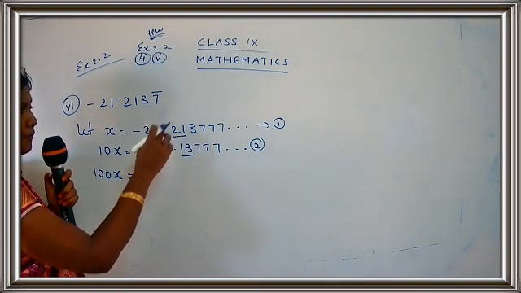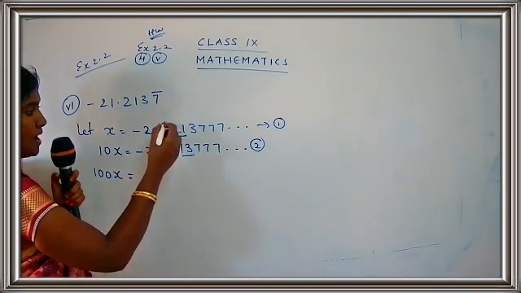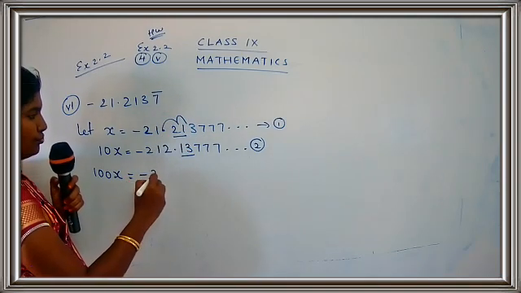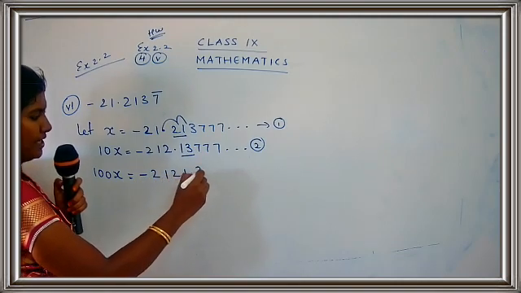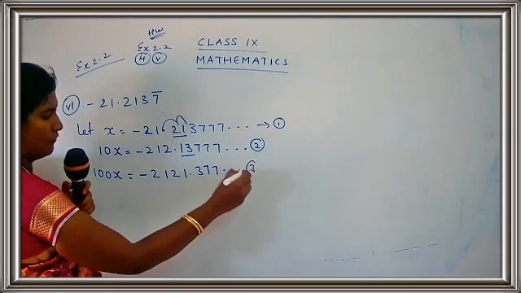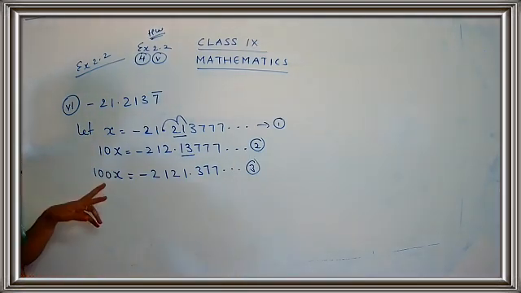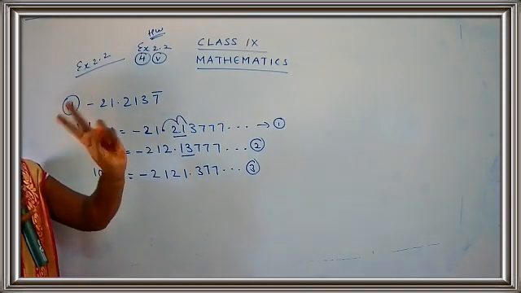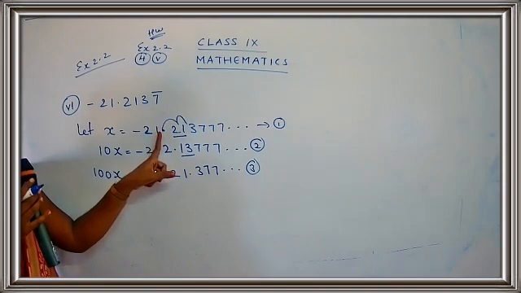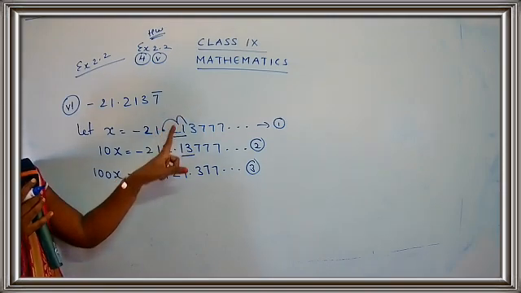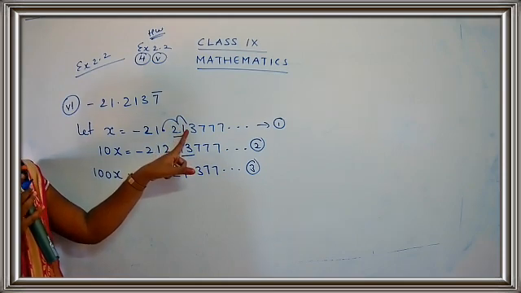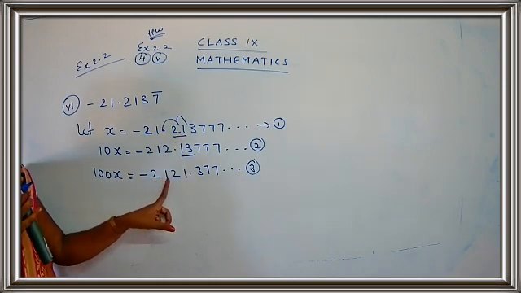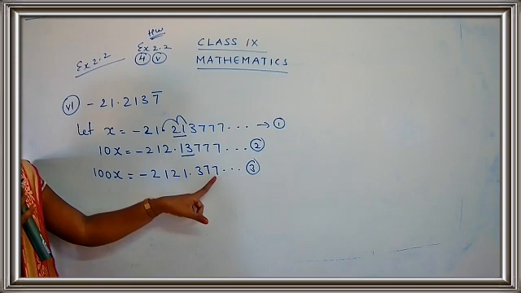100x means the decimal point is going to shift 2 places. So 1, 2. The point will be here after 1. So you get minus 2121.3777 and so on. Now we are multiplying by 100. 100 means the point is going to shift 2 places to the right. It was after 1, so it will shift 2 places, 1, 2, and come here after 1. So you get minus 2121.377. Are you clear? Okay.